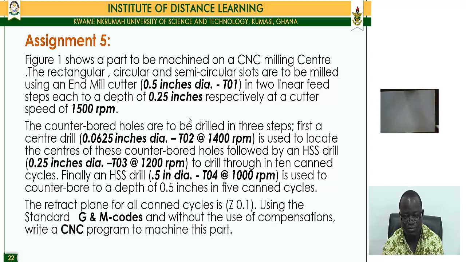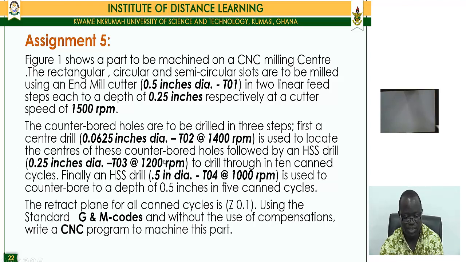It shows that the part is to be machined with a milling center, and you have a semicircular slot and all that. You are supposed to use an end mill of 0.5 inches in diameter as T01, in 2 linear feed steps, each at a depth of 0.25. So you're going 0.25, 0.25, 2 times, and then you create the depth.